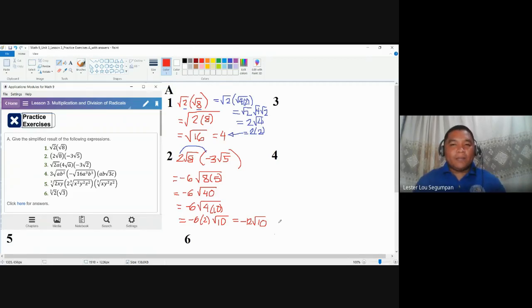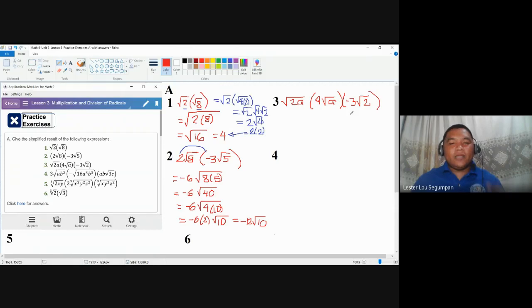Again, we multiply the numerical coefficient of one term to the numerical coefficient of another term, and you follow with multiplying the radical expressions. Let's have number 3. But in number 3, we have three different terms now. Still, we use the same process. Let me copy them first. Square root of 2a times 4 square root of a times negative 3 square root of 2.